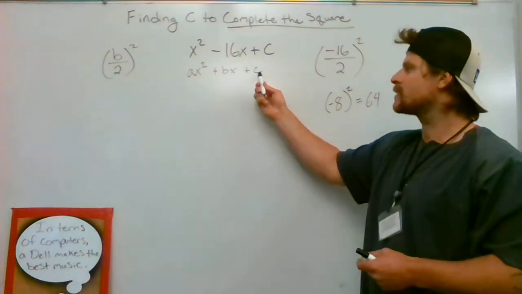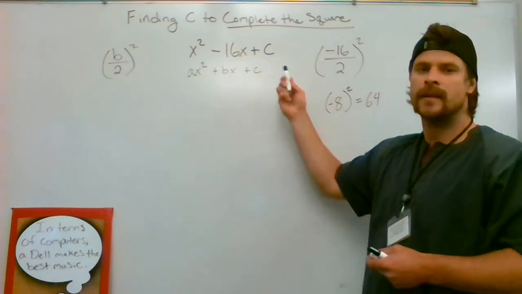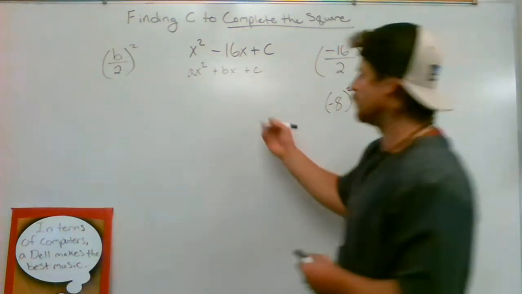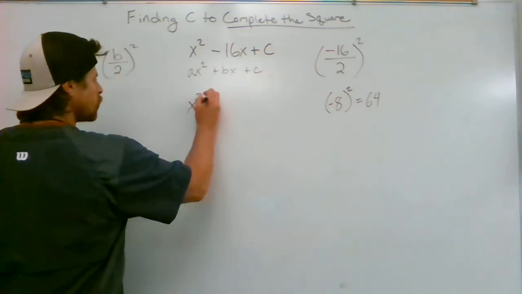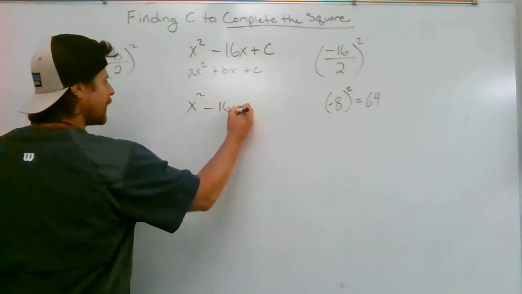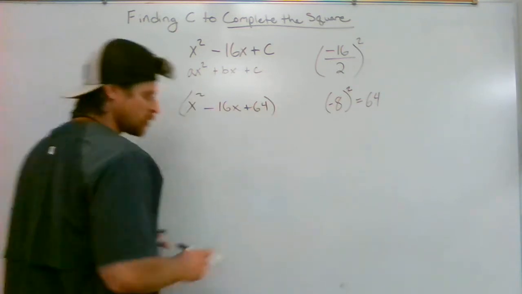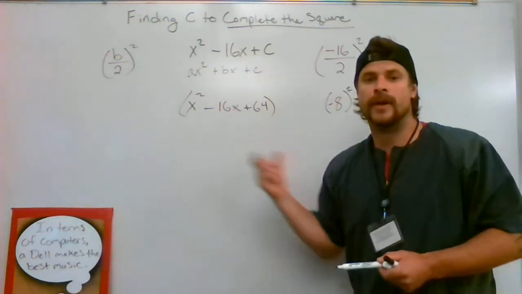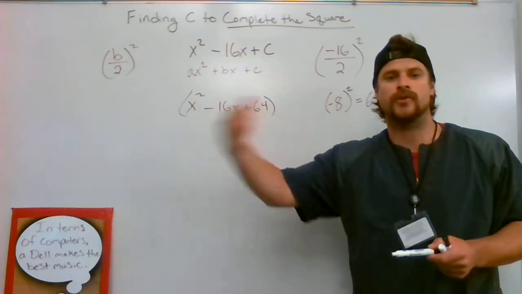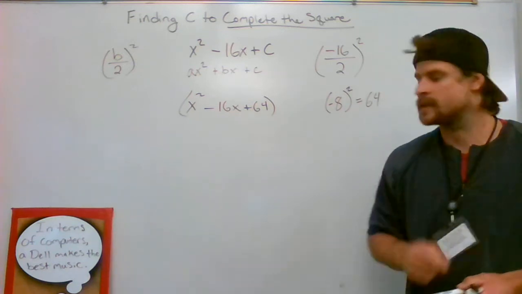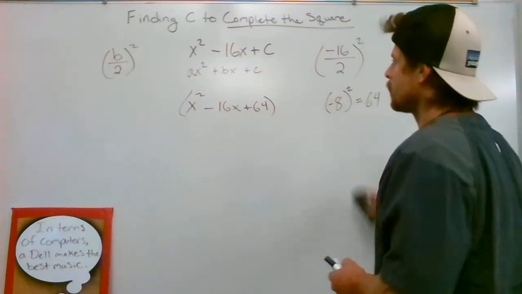We now know what our C value would have to be here to make this a perfect square trinomial. So we're going to say x squared minus 16x plus 64. We now have a perfect square trinomial that we can break down from this point in our future steps. All right, stick around. Let's do one more of these.